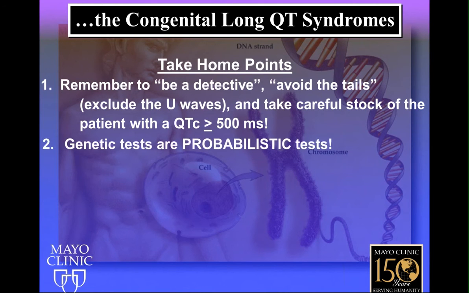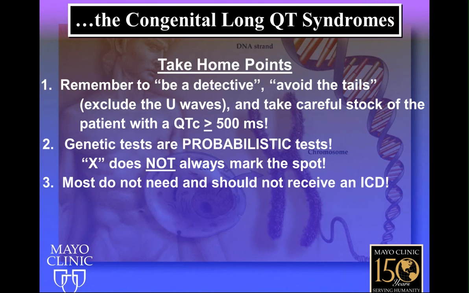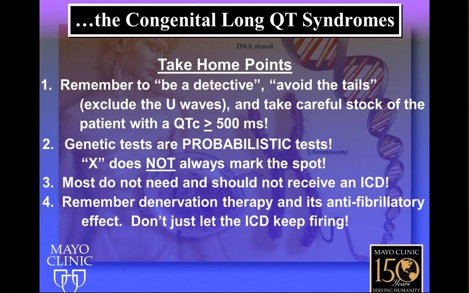Second, remember that genetic tests are probabilistic tests and that X does not always mark the spot. Third, most do not need and should not receive an ICD. And last, remember denervation therapy and its antifibrillatory effect. Don't just let the ICD keep firing.